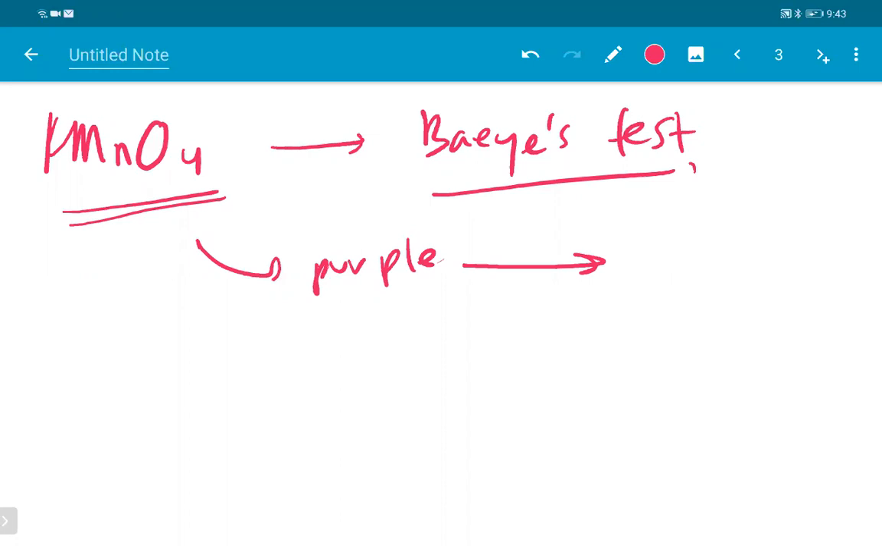Bukan, itu bukan. Itu maksudnya dia tak bertindak balas. Kalau dia kekal purple, maksudnya tak ada perubahan. Cyclohexane tak ada perubahan tadi. Korang perasan tak ada jadi color lain? Pink. Apa dia? Yellow. Yellow, Irfan. Okay, tak apalah guys.